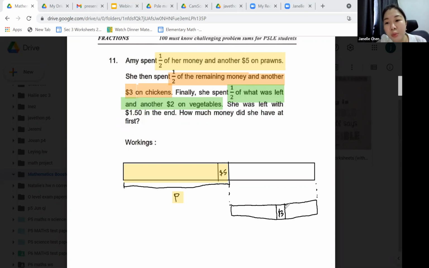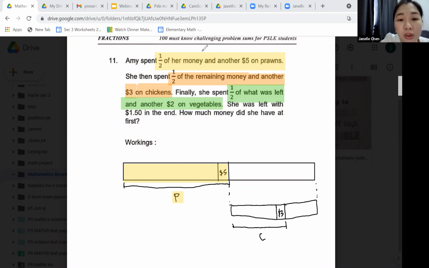That $3 doesn't belong to the first half, because I think some students when they draw model are not too sure where to do the cutting. If you cut from the front part, then you are not going to use half plus $3. You're going to use the half amount, and the $3 is still going to be included in the half amount. So we have to cut from the other half so that we know this part here is actually for chicken.